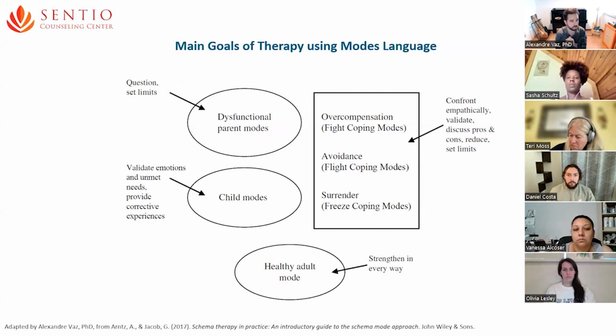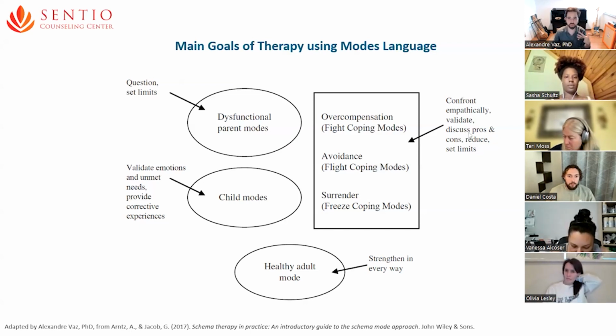And you might be happy to know that our next training will be exactly on this topic of empathic confrontation, because it's such an important skill that you'll need for so many of your clients. You can validate the existence of the coping mode. You can discuss the pros and cons of having that coping mode and try to set limits to them. And while you're doing all this, what you're really doing is strengthening in every way the healthy adult mode, the part of us that is able to stay with our feelings, be regulated, and act in accordance with our needs.